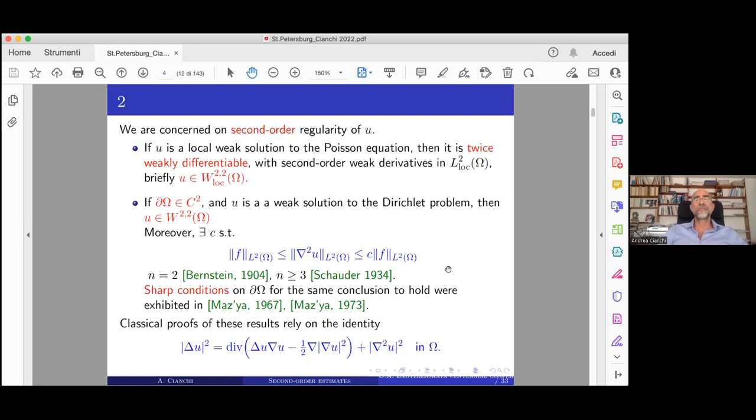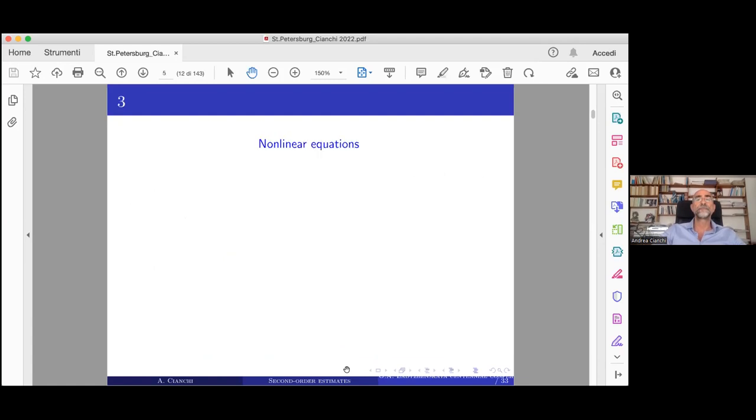And all these proofs basically rely upon a differential identity, which tells us that the modulus of the Laplacian squared is equal to the second derivative of u squared plus a term in divergence form, which in the case of the Laplace operator takes this form. And this expression here is crucial for the development of these results.